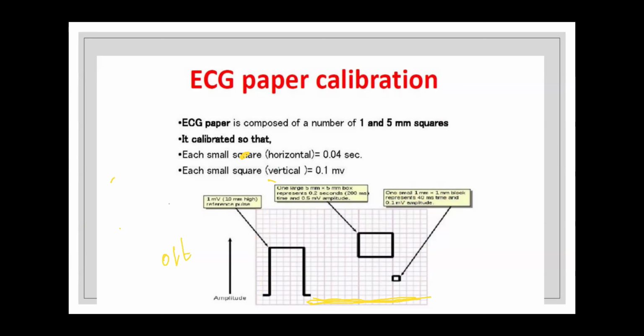Now we talk about the large box. Okay, so this is the large box. The large box contains 5 small boxes. You can see over here, this is one ECG large box. This one large box contains 5 small boxes, and 5 small boxes in the vertical direction as well.